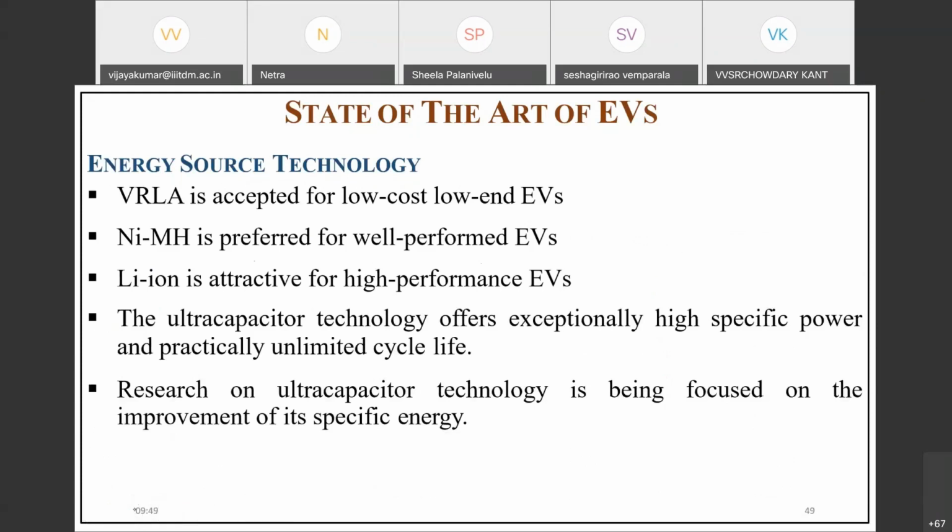Even with the same size of lead acid battery and lithium ion battery, lithium ion will have good power density as well as energy density. Valve regulated lead acid batteries are chosen for low cost, low end EVs. Nickel metal hydride is preferred for well performing EVs; it is a little bit costlier than lead acid batteries. Lithium ion batteries are very attractive for high performance EVs. And as we discussed earlier, people now prefer hybridization of battery storage with ultracapacitor technologies, so that we can get good power density as well as energy density with the same stack.